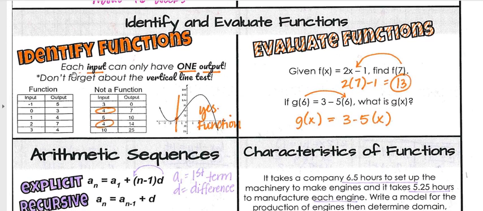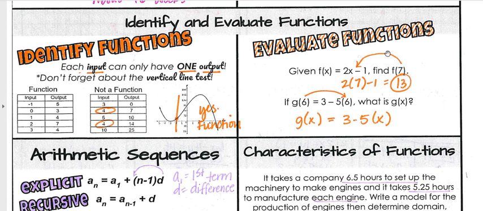So remember, when we're identifying functions, each input can have only one output. Here, none of my inputs repeat, so this would be a function. Here, I have an input of 4 that repeats, and they're going to different outputs, so this cannot be a function. You can also use the vertical line test when you're given a graph. If your vertical line only goes through the graph at exactly one point anywhere on the graph, it is a function. If it were to cross the graph in more than one place, then it would not be a function.